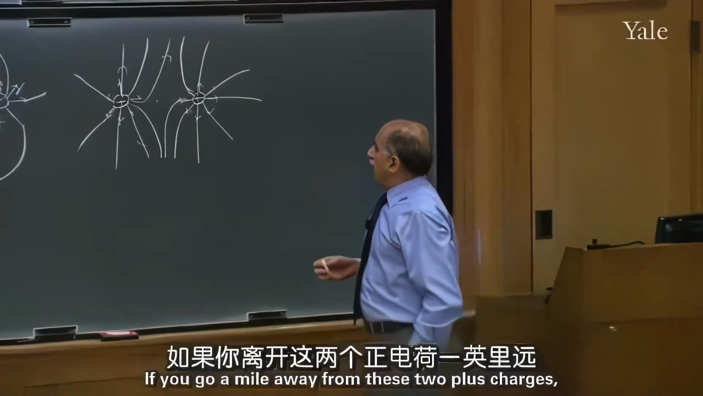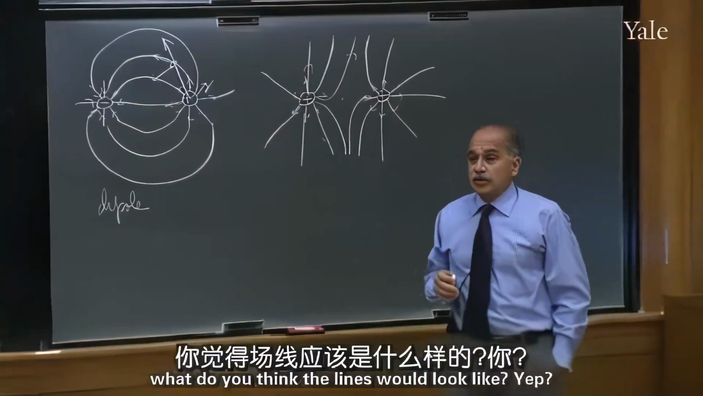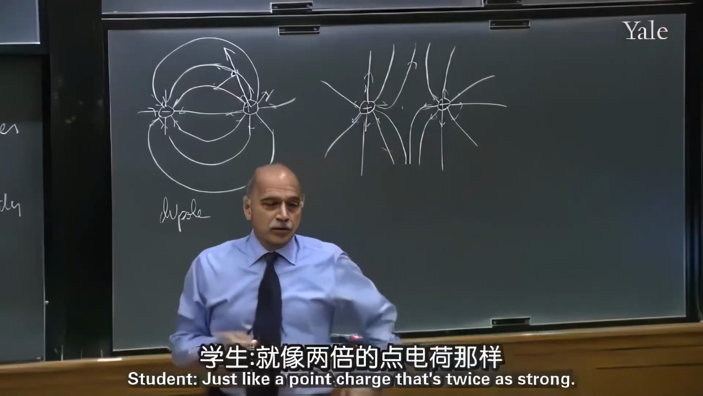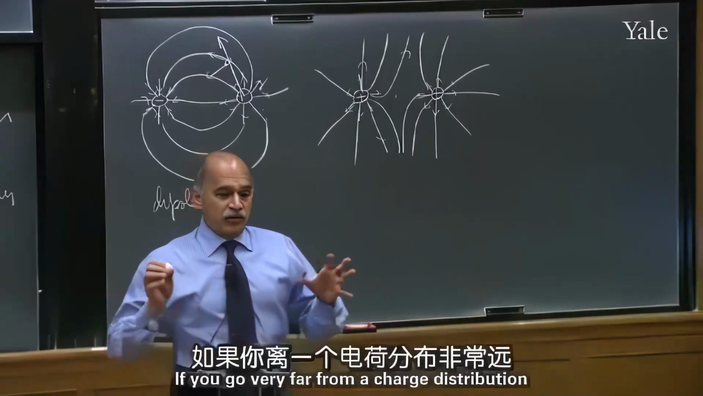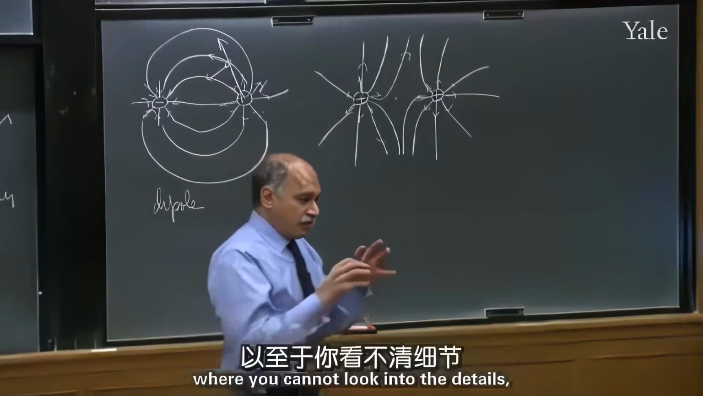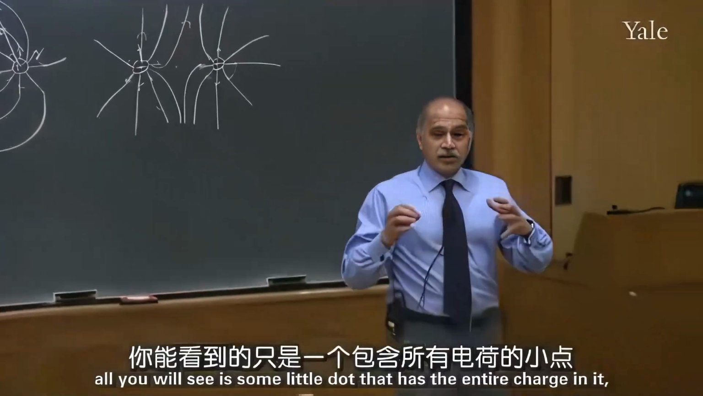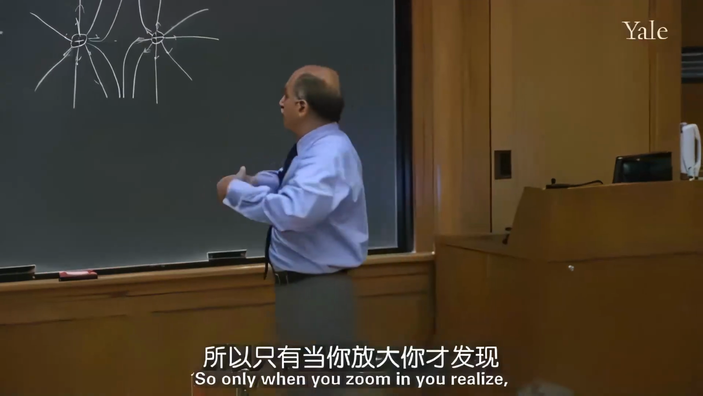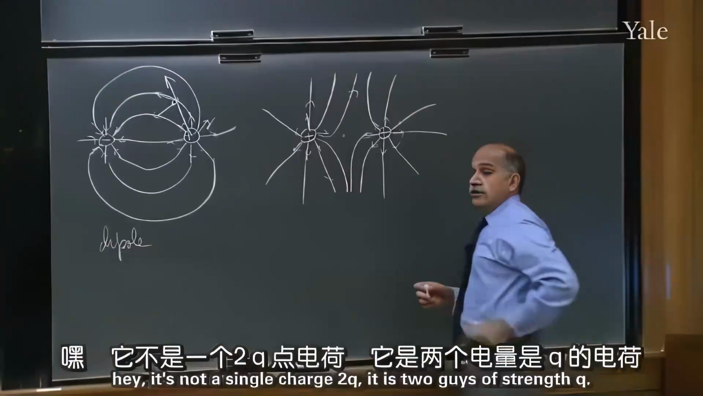If you go a mile away from these 2 plus charges, what do you think the lines will look like? Yep. Just like a point charge that's twice as strong. Right. So that's the intuition you should keep in your mind. If you go very far from a charge distribution, where you cannot look into the details, all you will see is some little dot that has the entire charge in it, and the lines will be coming out radially. So only when you zoom in, you realize, hey, it's not a single charge 2q, it is 2 guys of strength q.